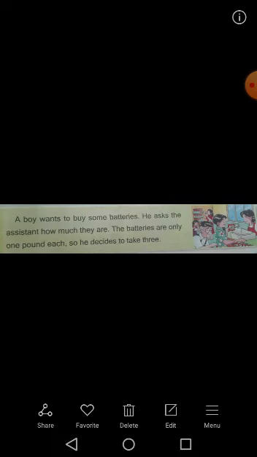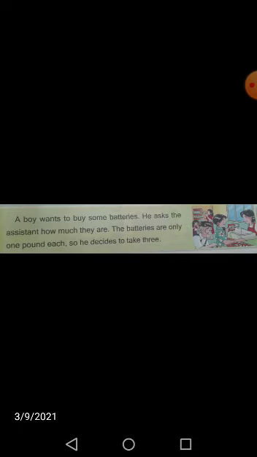He wants to know their price. The batteries are only 1 pound. Only 1 pound each, meaning each one of them is 1 pound. Okay, each. It's a very important word. So he decided to take 3. He decided to take 3.